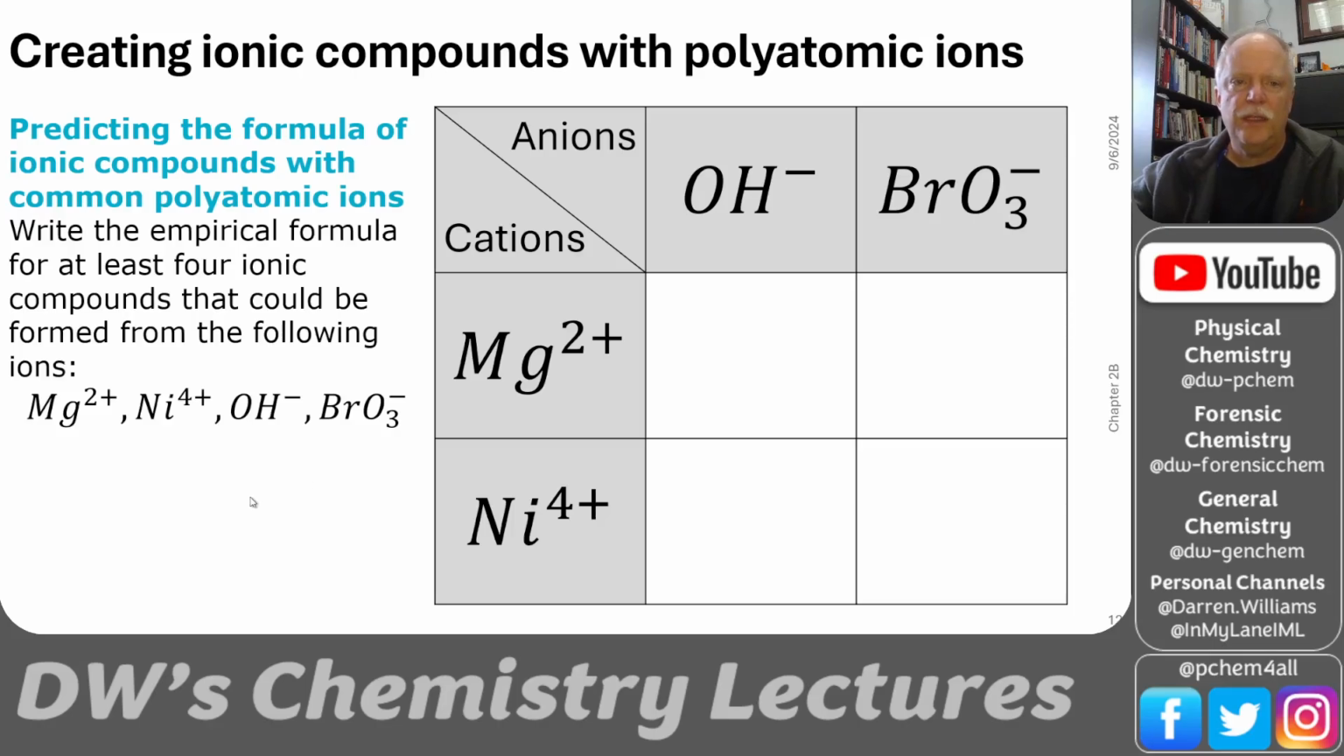So let's make some common ionic compounds with polyatomic ions. So here we did these problems on Friday, but we just had the bromide and fluoride. Now we've got polyatomic ions. So we still are trying to make neutral compounds with these. So we have the magnesium with the 2+, the hydroxide with the 1-. And so we're going to need 2 of those hydroxides.